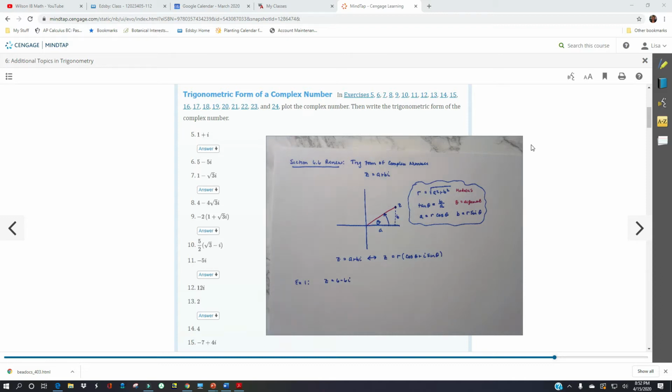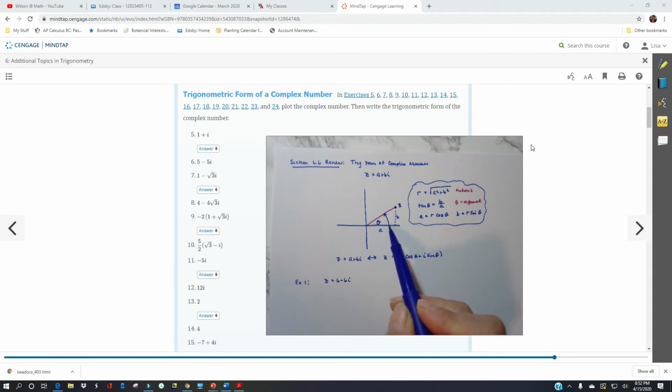So anyway, the tangent of theta is b over a, and a is equal to r cos theta, b is equal to r sine theta. And remember that we always go counterclockwise. We swing a ray, we stop. So this is my complex number. I go over some a and up some b, so a in the real, b in the imaginary direction, and I plot my point and I get z.